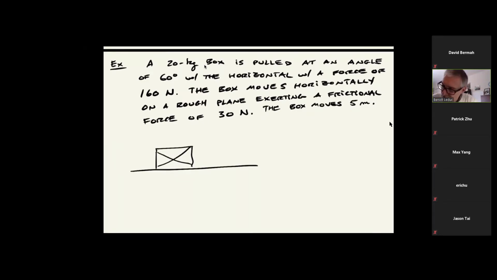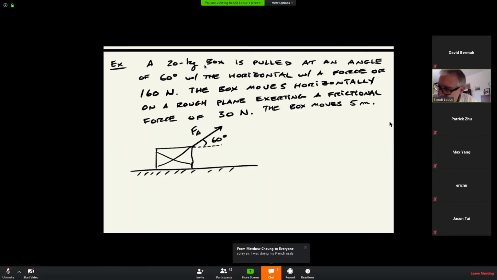All right, so here's the box. And then someone is applying a force. So we're going to call this the applied force at an angle of 60 degrees. There is friction. And this friction, of course, will be kinetic here. All right. So let's have like our axes here. Actually, no. Yeah, that's a good point here.